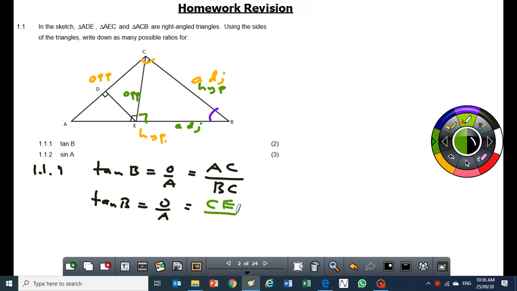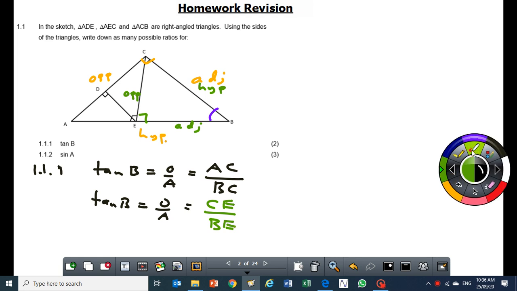Over your adjacent side, which is going to be BE. Okay, so mark your work there. Then the second one, that is question 1.1.2. Okay, then, but who's got a question?